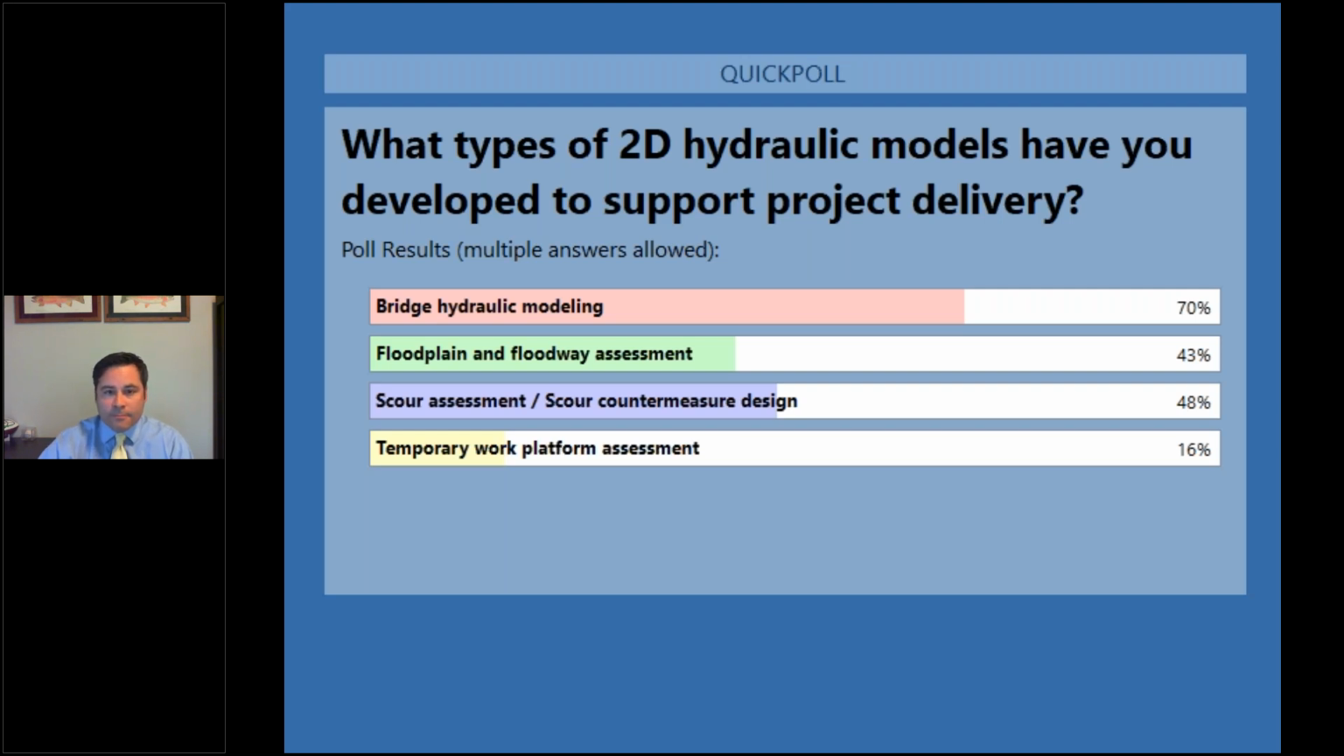Okay, I closed the poll question out while you guys were talking and shared the results because we seem to have topped out on our voting percentage. So we have 70% that selected bridge hydraulic modeling. We have 48% that chose scour assessment, scour countermeasure design, 43% that chose floodplain and floodway assessment, and 16% that chose temporary work platform assessment.